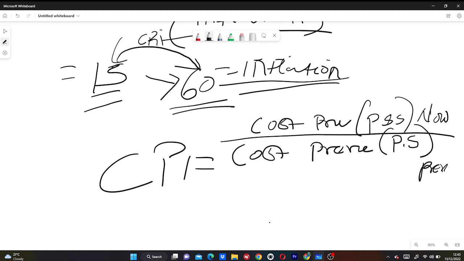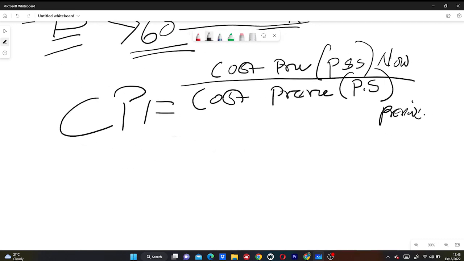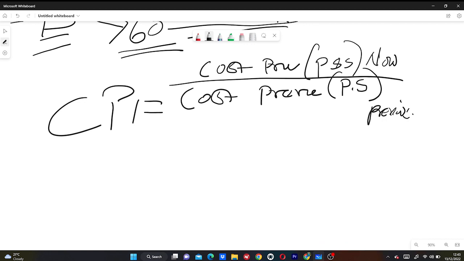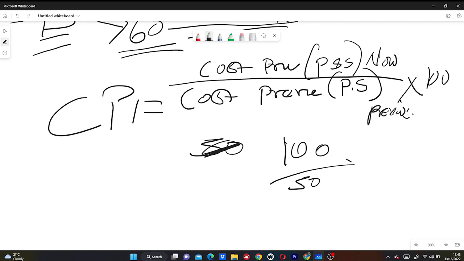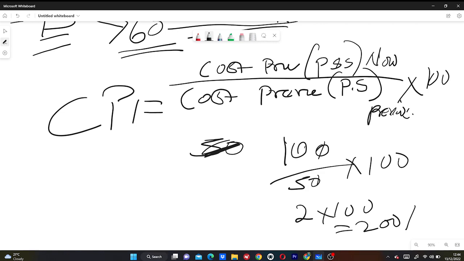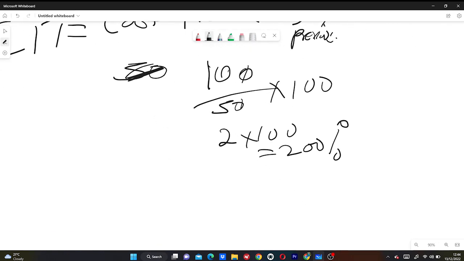So you just collect the data to see whether inflation has increased or not. For example, let's say the bread was at 50 bob previously and is going at 100 bob now. Then you multiply this by 100, and we get 2 times 100. You can see this is 200%, which means that the price has gone up by 100%. It has doubled, times 2. So you can see the inflation here has gone up.